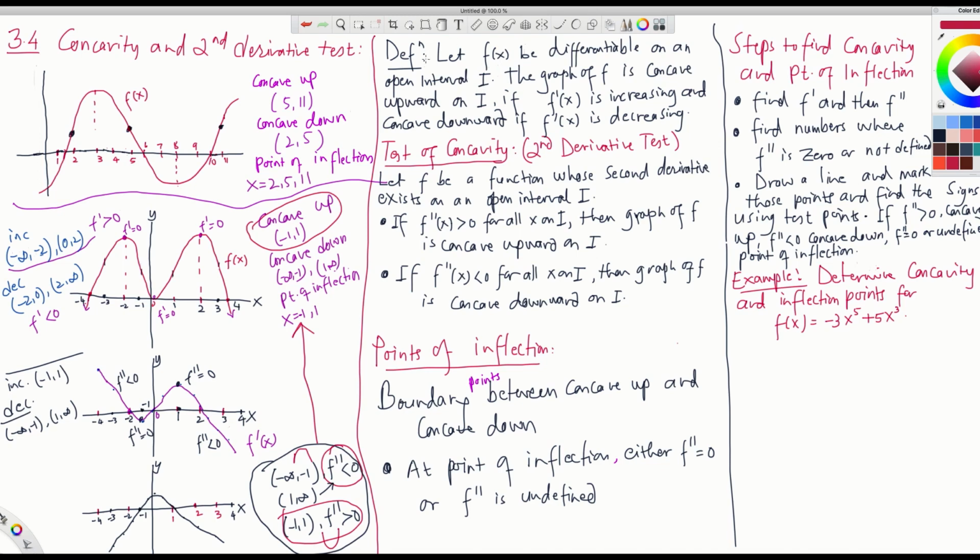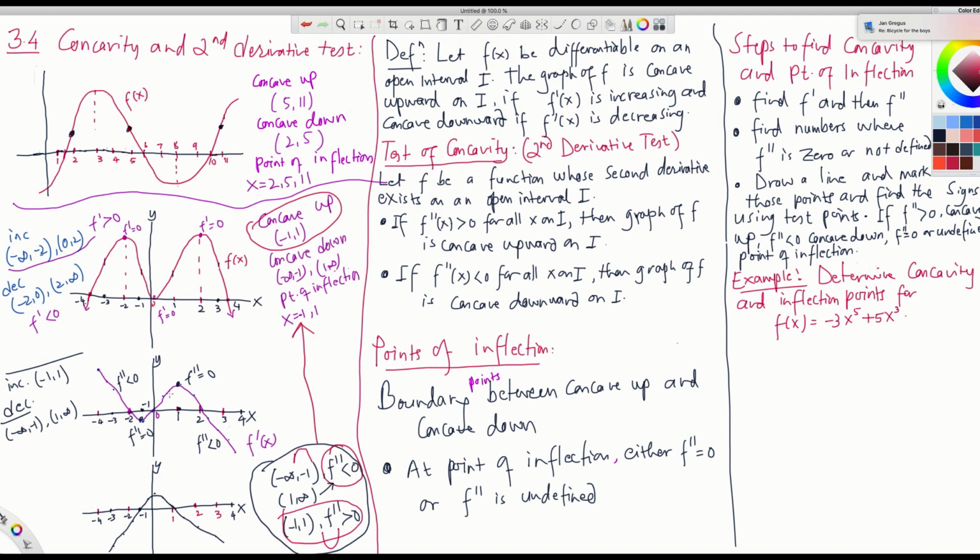Let us write down the definition. Let us talk about the definition of concave up and concave down. Let f(x) be a differentiable function on an open interval I. The graph of f is concave upward on I if f prime of x is increasing, and concave downward if it is decreasing. Okay, so f prime of x, look at this.